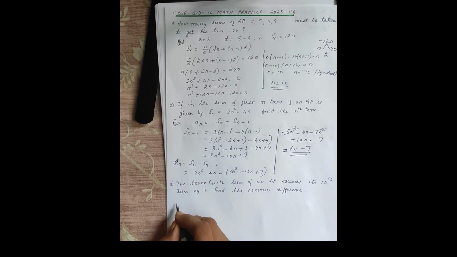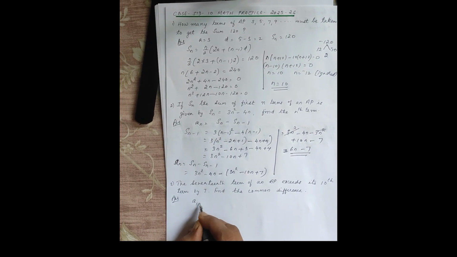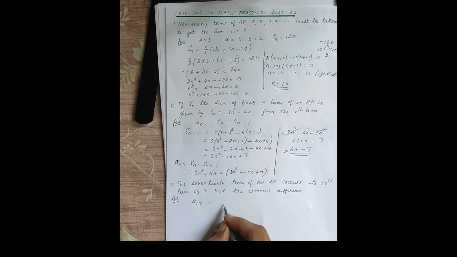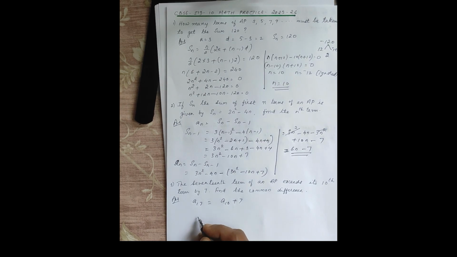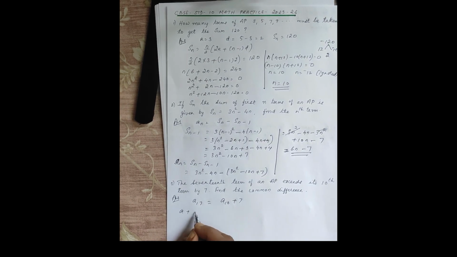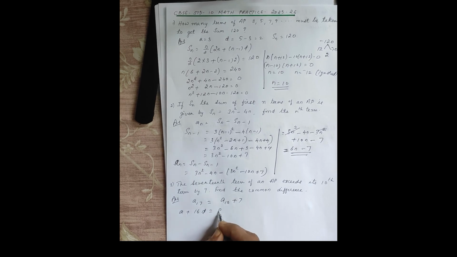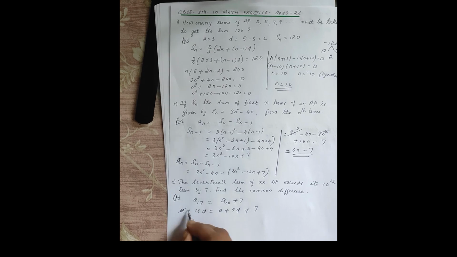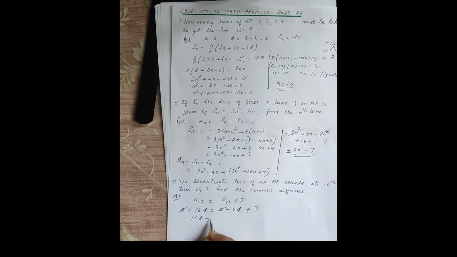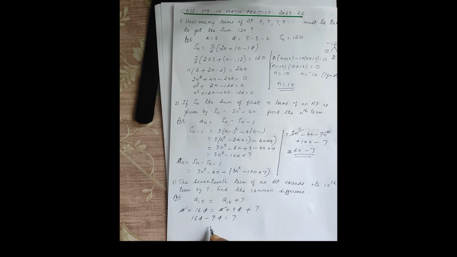The 17th term of an AP exceeds its 10th term by 7. 17th term, that is A17, equal to the 10th term, A10, plus 7. So A17 we can write as a plus 16d, equal to A10, which we can write as a plus 9d, plus 7. So a and a cancelled. 16d minus 9d equal to 7. So here we subtract: 7d equal to 7. So d equals 1.